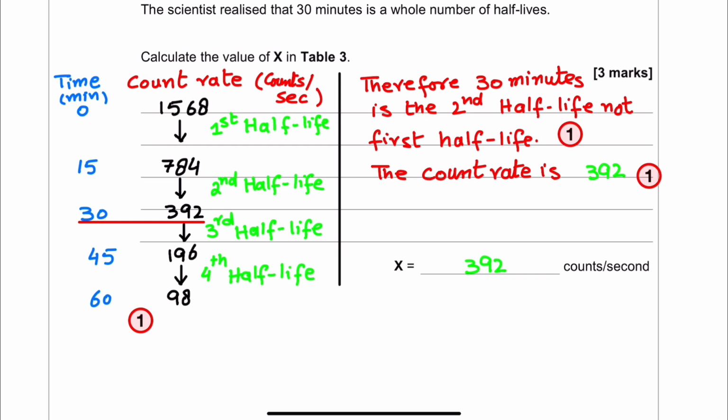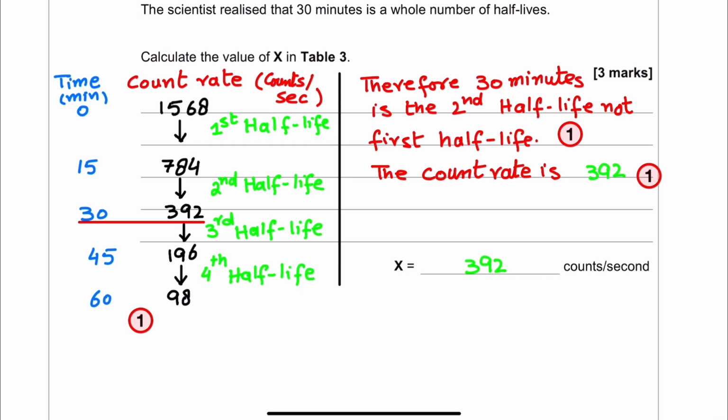For the first half-life, we divide by 2 and the answer is 784. If we divide by 2 again, that is our second half-life, we get the answer 392. After the third half-life, we divide 392 by 2, the answer is 196. And we divide 196 by 2, we get the answer 98. We used 4 half-lives and the total time for these 4 half-lives is 60 minutes, which is given in table number 3. So we divide 60 by 4, the answer is 15 minutes.